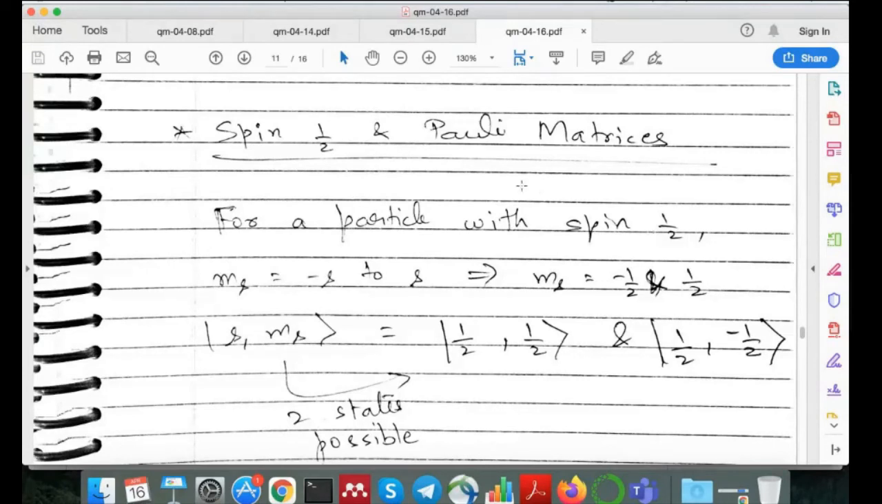All right. So for a particle with spin equal to half, ms will take what values? ms can go from minus s to plus s. So the lowest value ms will take is minus half. Then you add 1.